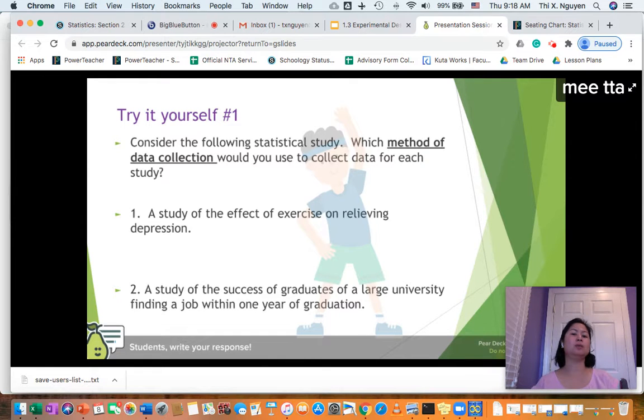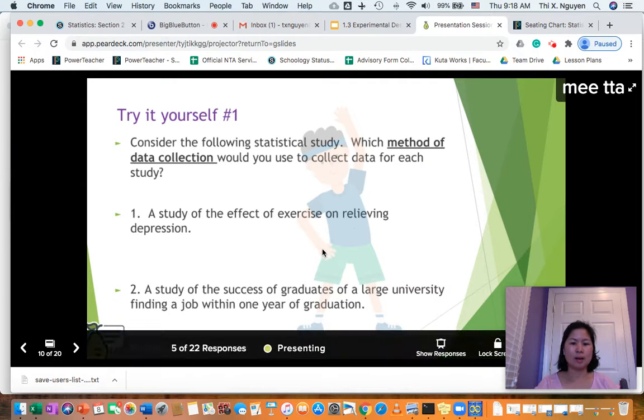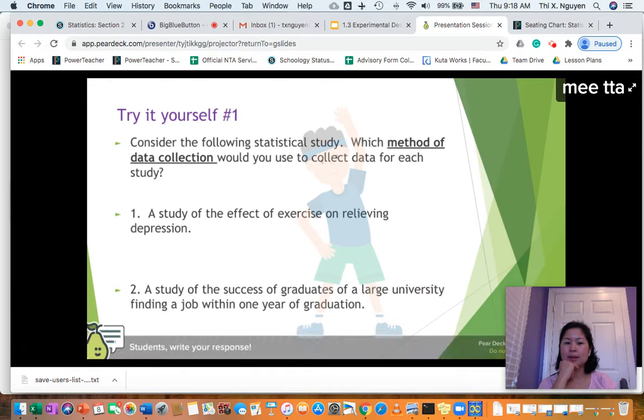Right now, I just want to do one more example on this one and say, think about the four methods: observational, you design an experiment, a survey, and simulation. So number one, a study of the effect of exercise on relieving depression. Number two, a study of success of graduates of a large university finding a job within 1 year of graduation.